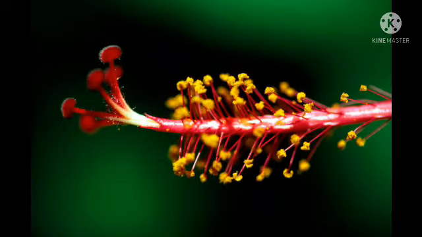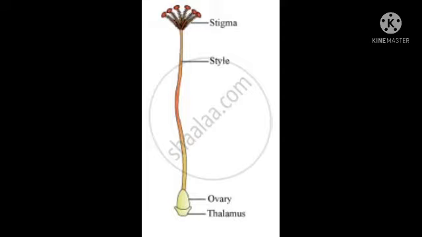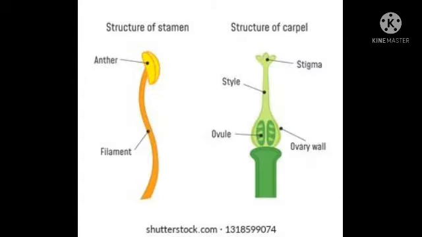Each stamen has two parts: filament, that is the stalk, and anther, that is the swollen top part, which has a large number of pollen grains. The carpel is the female reproductive part and produces ovules that contain female gametes. It has three parts: stigma, which is the top sticky part and receives pollen grains during pollination; style, which is the middle long part; and ovary, which is the swollen part and contains ovules. Each ovule has an egg that is the female gamete.